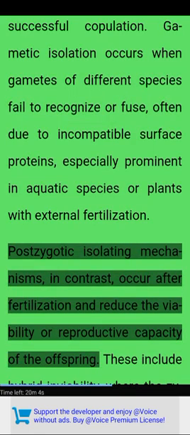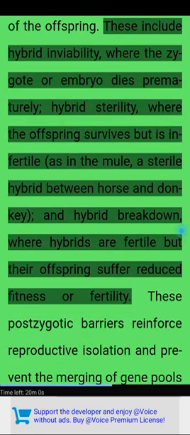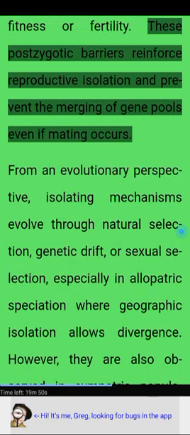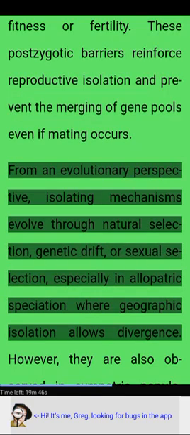Postzygotic isolating mechanisms, in contrast, occur after fertilization and reduce the viability or reproductive capacity of the offspring. These include hybrid inviability, where the zygote or embryo dies prematurely, hybrid sterility, where the offspring survives but is infertile, as in the mule, a sterile hybrid between horse and donkey, and hybrid breakdown, where hybrids are fertile but their offspring suffer reduced fitness or fertility. These postzygotic barriers reinforce reproductive isolation and prevent the merging of gene pools even if mating occurs.